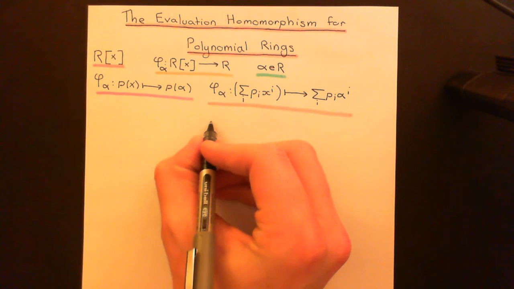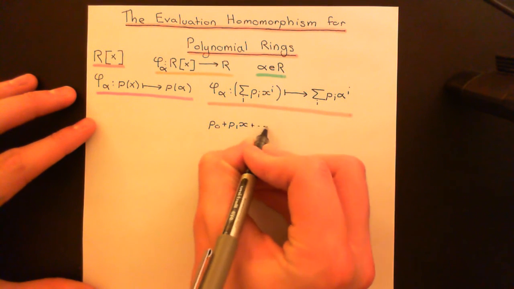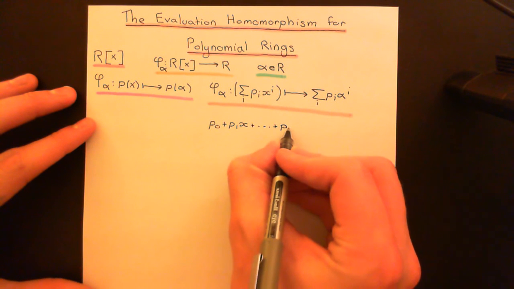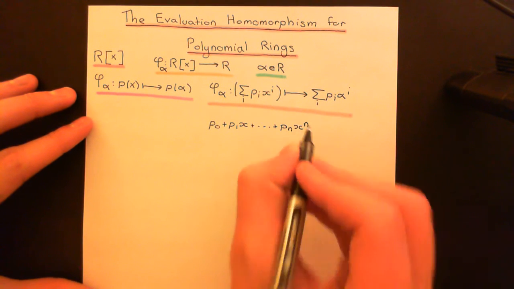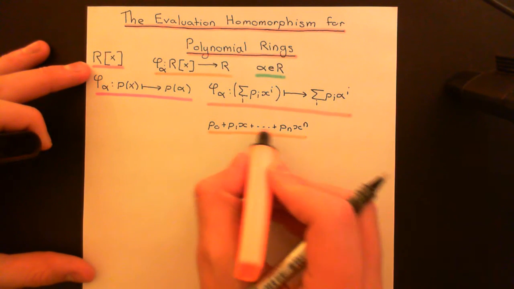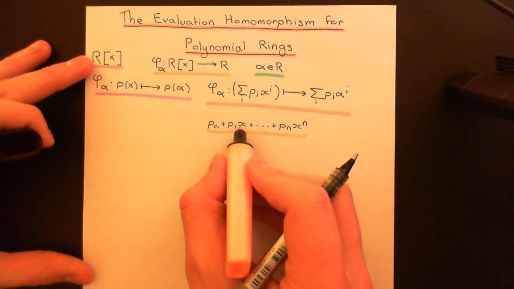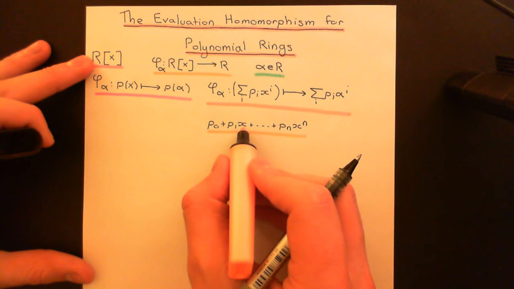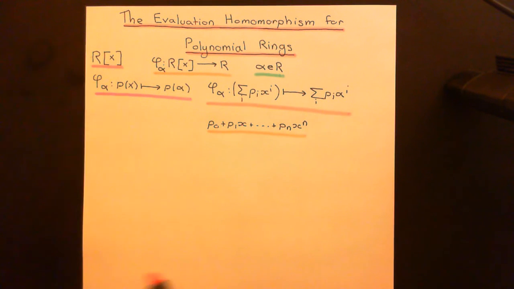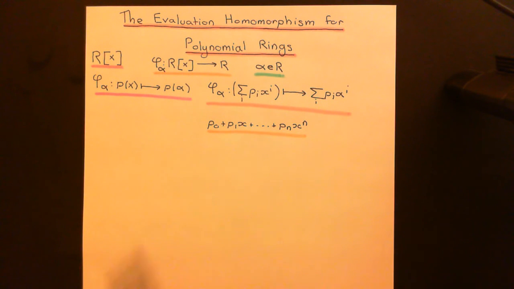Writing this out explicitly, it looks something like this: p0 plus p1x plus all the way up to, let's say the degree of the polynomial is n, so pn x to the n here. But all we've done is stick these elements of the initial ring in front of these powers of x. We're not multiplying them by the powers of x, we've just stuck them in front of them. The powers of x are just symbols, just placeholders. The pluses in between are just symbols. This is just one great big symbol for the element of the polynomial ring.